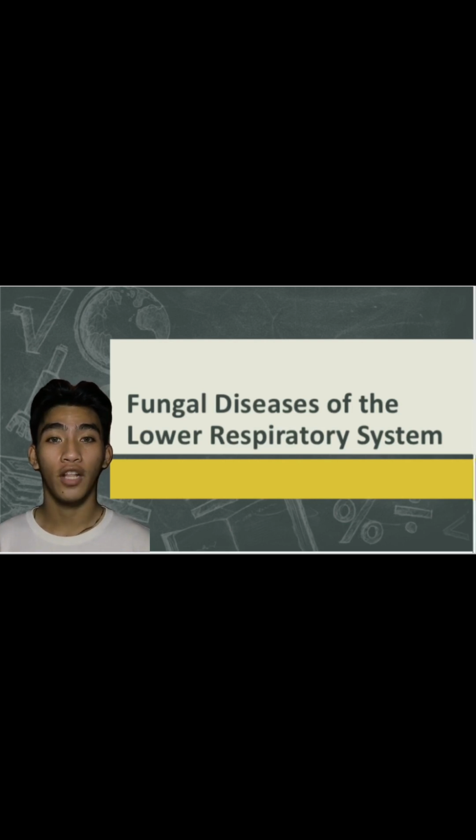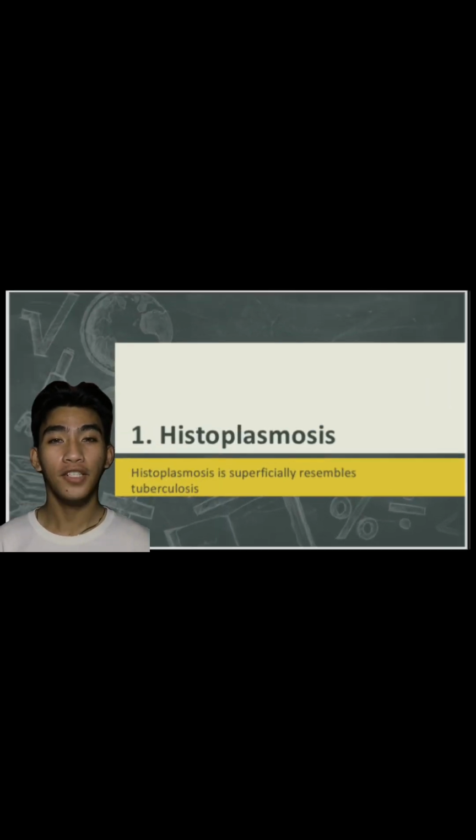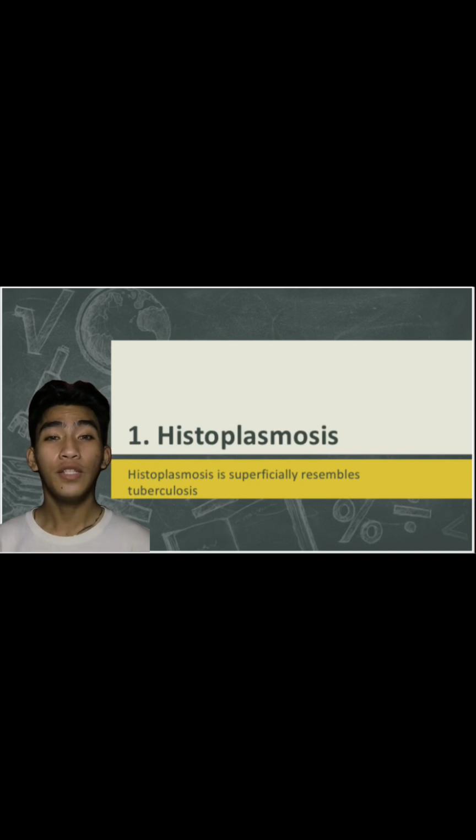Fungal diseases of the lower respiratory system. First is histoplasmosis. Histoplasmosis superficially resembles tuberculosis. In fact, it was first recognized as a widespread disease in the United States when X-ray surveys showed lung lesions in many people who were tuberculin test negative. Although the lungs are most likely to be initially infected, the pathogens may spread in the blood and lymph, causing lesions in almost all organs of the body.